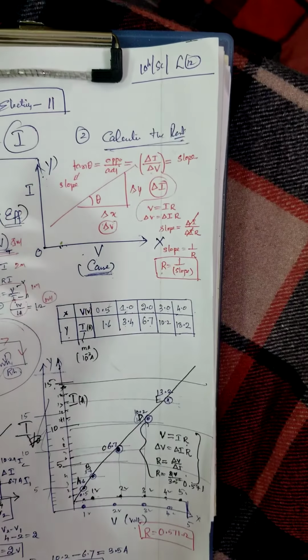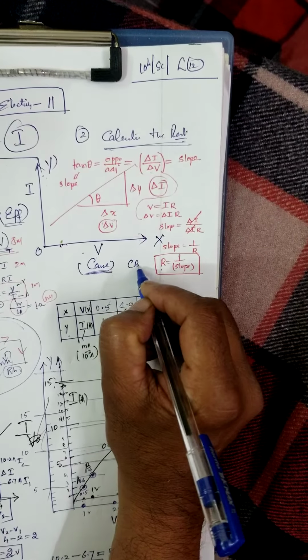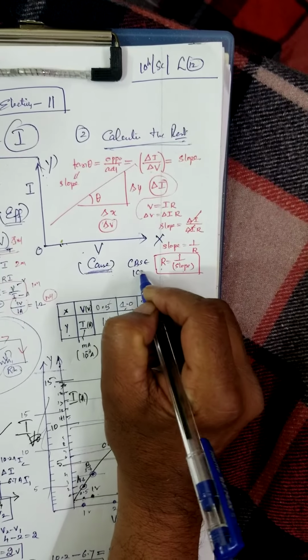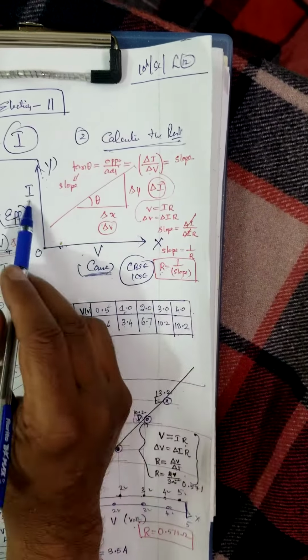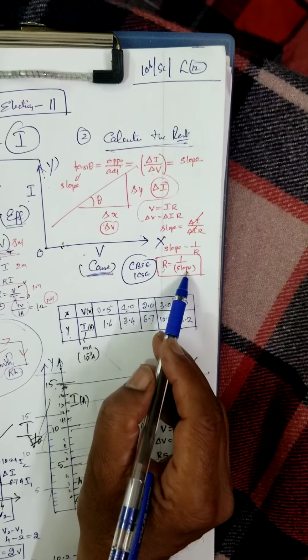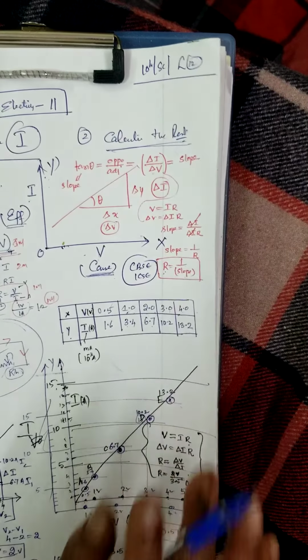These are all for CBSE, ICSE, you will get it. In CBSE or ICSE exams, they will ask you: what is the resistance from IV characteristics? It is the reciprocal of the slope.